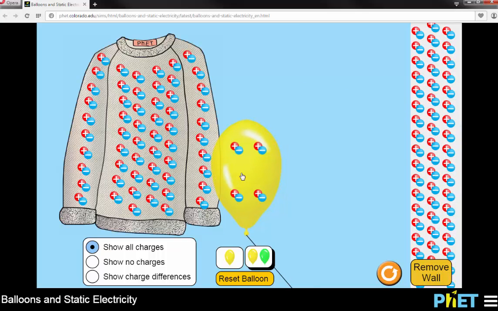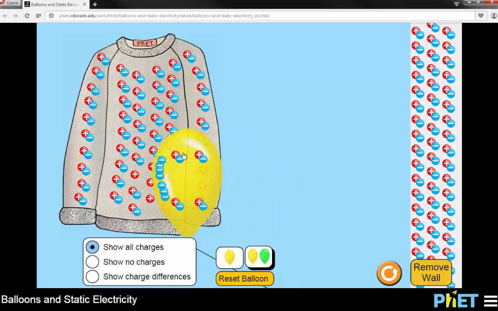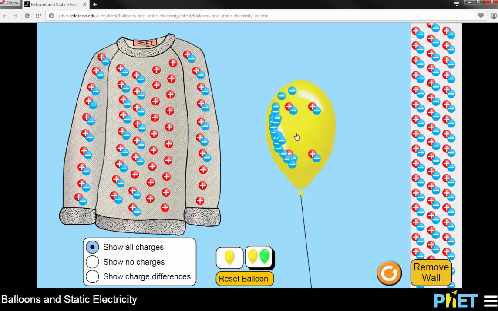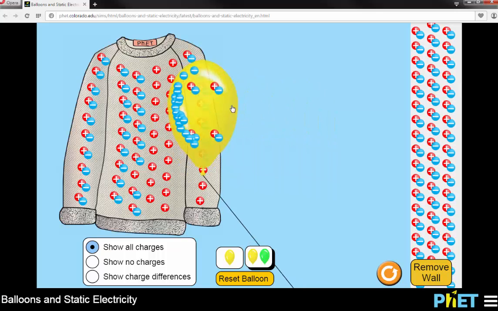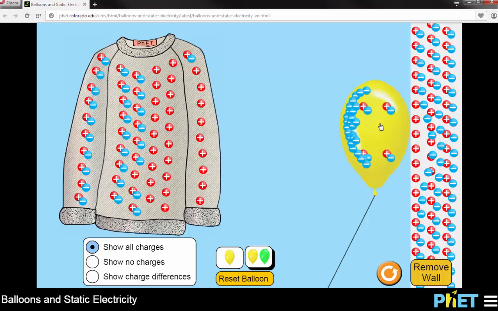So let's start over. I'm going to pull a few negative charges off of the sweater. Now I'm going to pull over towards the wall, and the balloon sticks to the wall. And why is the balloon sticking to the wall? Well, even though the wall's charge stayed neutral, you'll notice that for every charge pair, the positive charge is closer to the balloon than the negative charge, and the balloon is basically negatively charged.